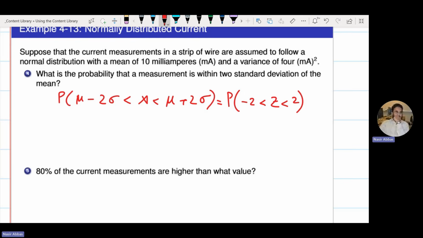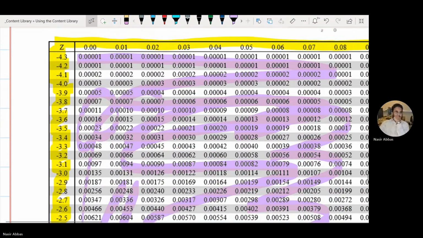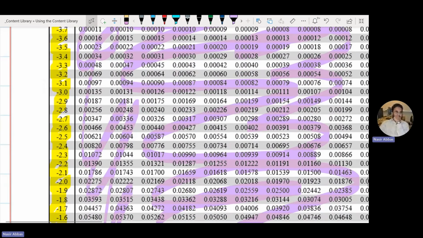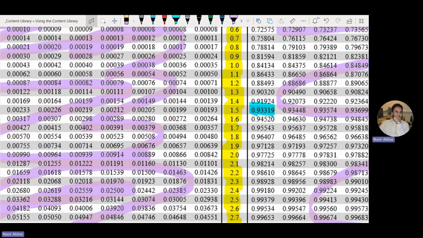Then convert this question into less than. What is the probability of a continuous random variable between a and b? It is the probability of less than b minus less than a. Finally, go to the z table, get these 2 probabilities and put them into the equation. So we go to the z table. Here is the z table. What is the probability of z less than minus 2? Plus 2 first.